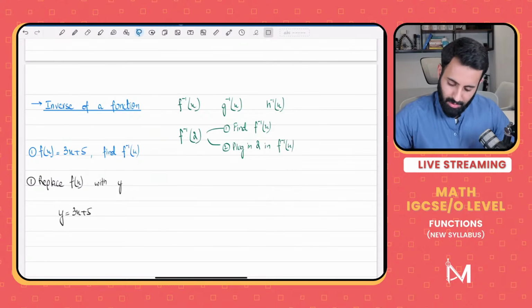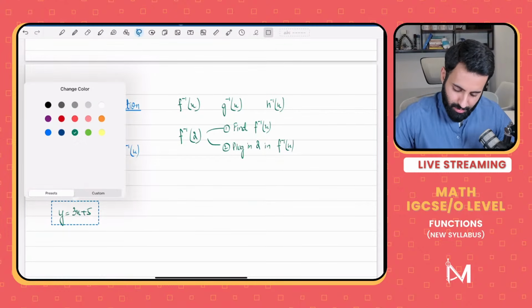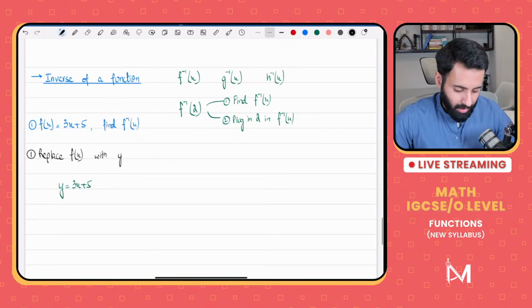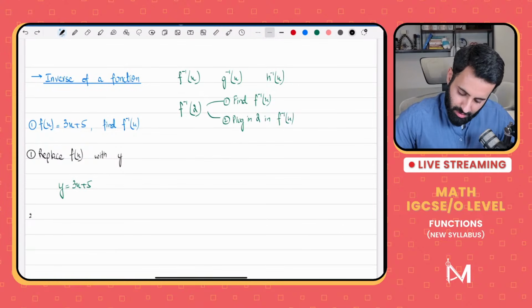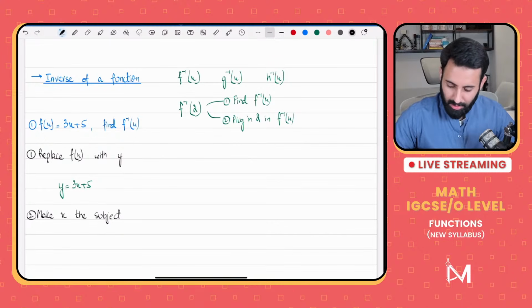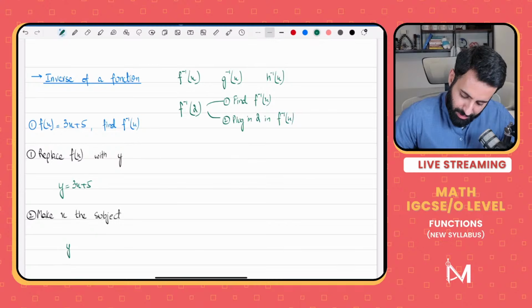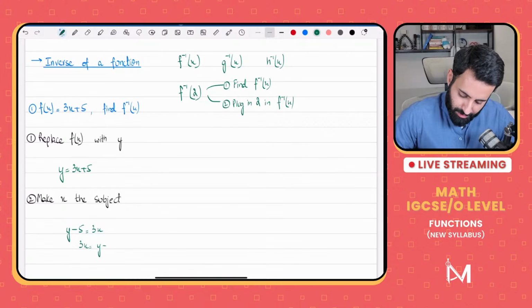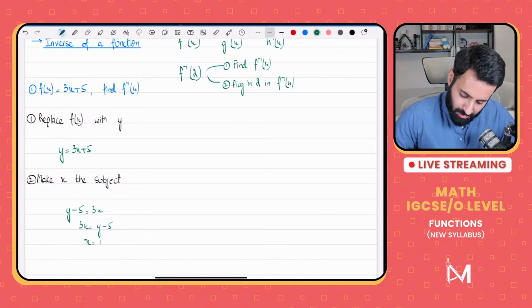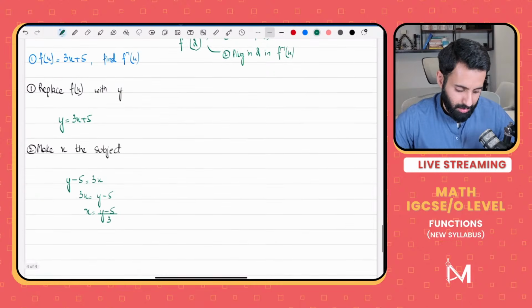Okay, let me change this to a different color, green. Then comes step 2. Step 2 is that you make x the subject. If you know your algebraic manipulation, this should be a piece of cake. y minus 5 is equal to 3x. Let's write it nicely: 3x equals y minus 5. Now we can make x the subject. x equals y minus 5 over 3. That's it. We have made x the subject.